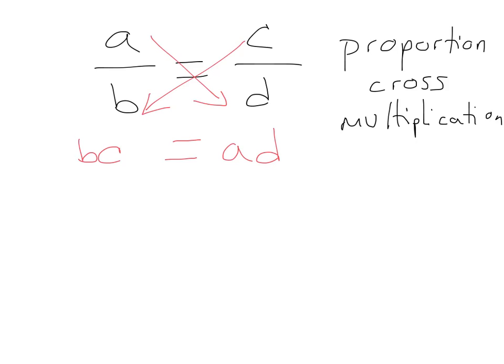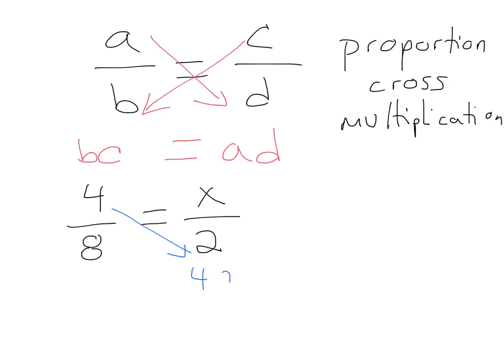So when we had that proportion from earlier, we had 4/8 equal to some number x over 2. In order to figure out what x must be to make this statement true, all you have to do is cross multiply. 4 times this 2 needs to be equal to x times 8. 8x is equal to 8.